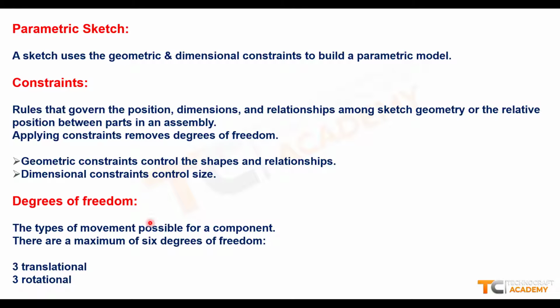Overall, there are only 6 degrees of freedom. Whatever the component you take, for each and every component, there are only 6 degrees of freedom: 3 translational and 3 rotational. When it comes to the 3 translations, if you consider along x, movement in the positive and negative direction is called 1 degree of freedom. Similarly, y positive and negative, z positive and negative. Similarly, rotation along x, y, z, clockwise and anti-clockwise, is considered as 3 rotational.